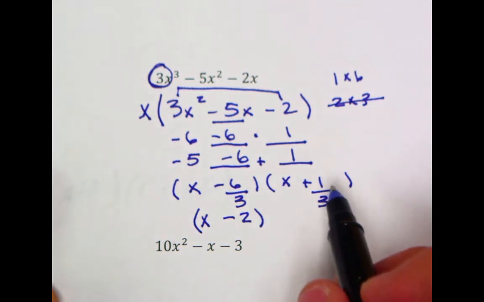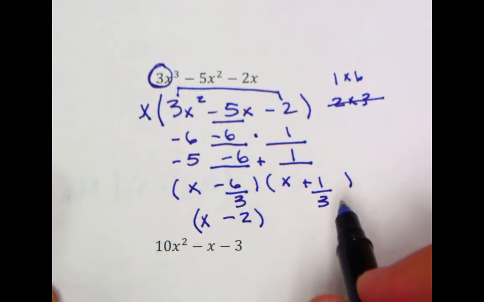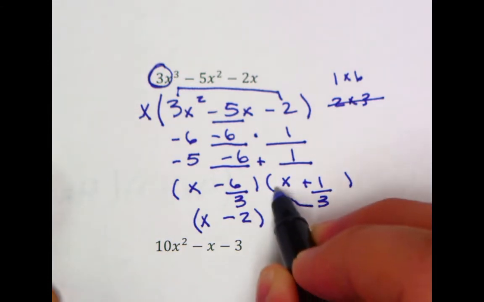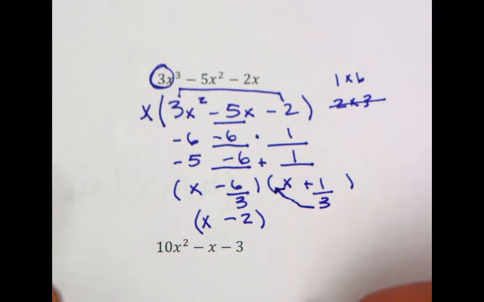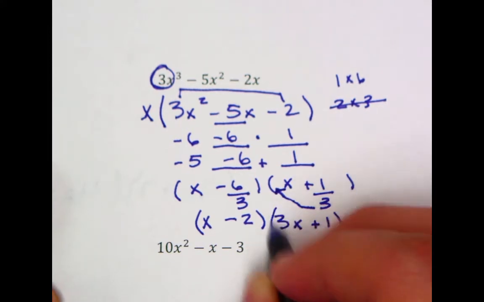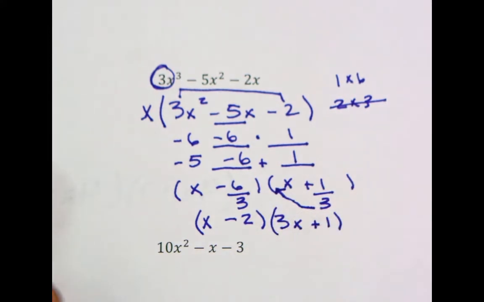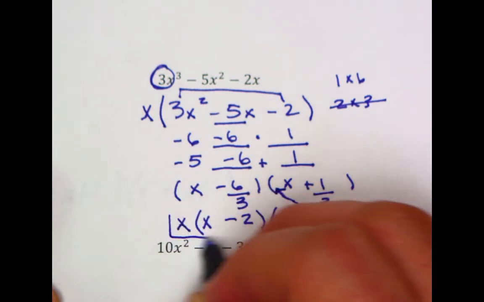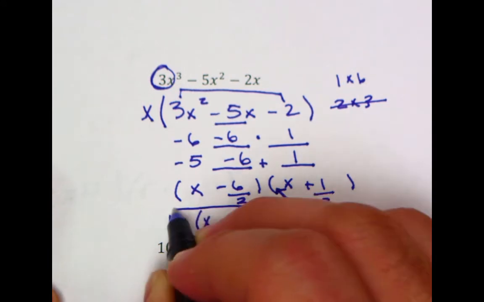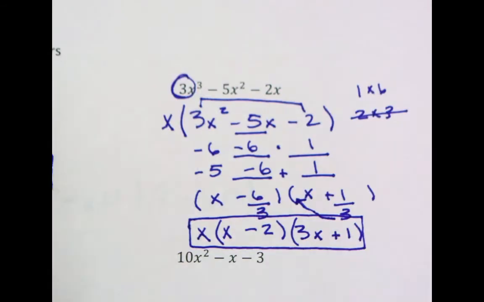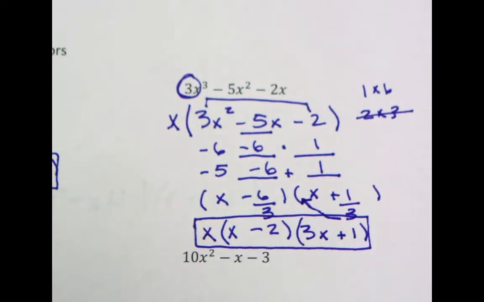If it's not divisible, you cannot have a fraction in your factors. So what you do is you pull the denominator out in front of the x. So it becomes 3x plus 1. Now all that's left to do is drop down the x you factored out in the very beginning, and you're done. Okay? It seems confusing. Please rewind the video and play it back, but that is traditional factoring.